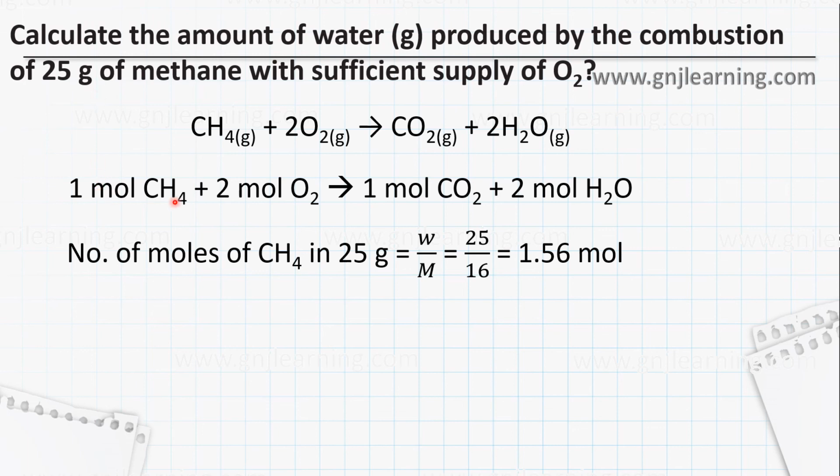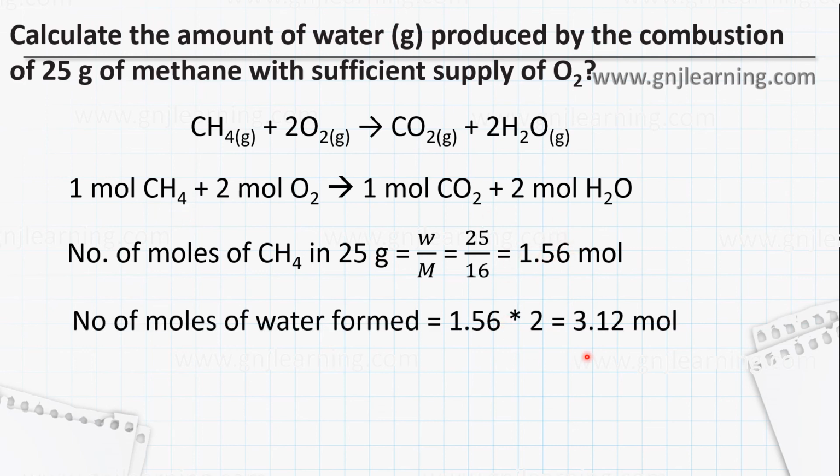If 1 mole of methane gives 2 mole of water, 1.56 mole of methane will give its double, that is 1.56 into 2, that is 3.12 mole. Clear? So from this stoichiometric calculation, you can easily apply that, isn't it? 1 mole gives 2 mole. So 1.56 mole will give its double, that is 3.12 mole.